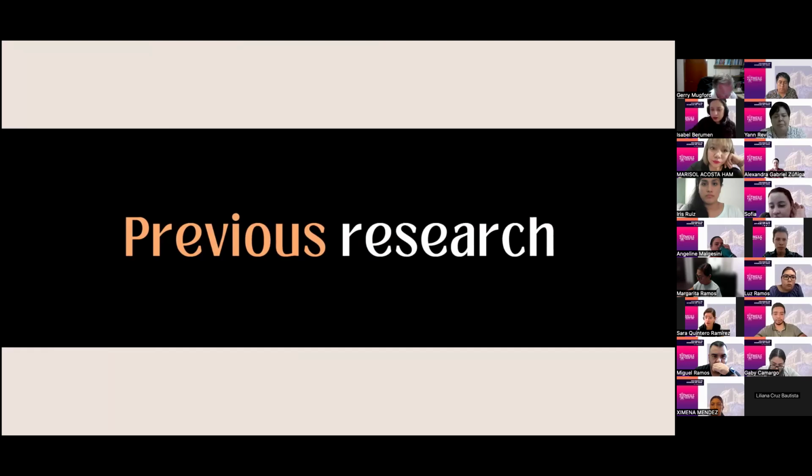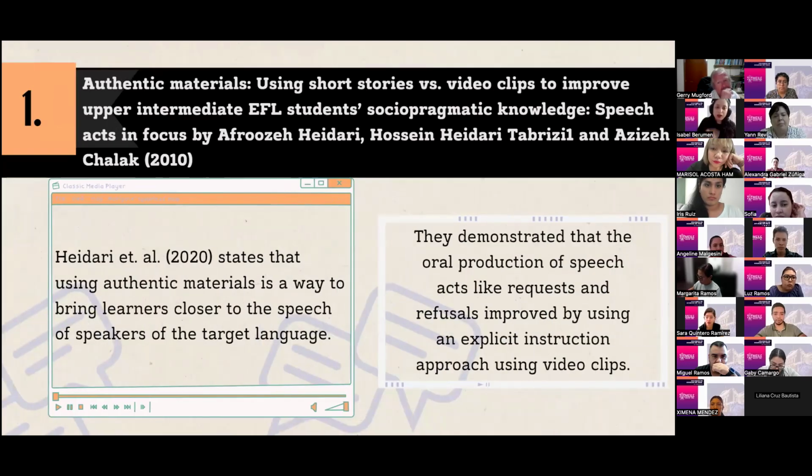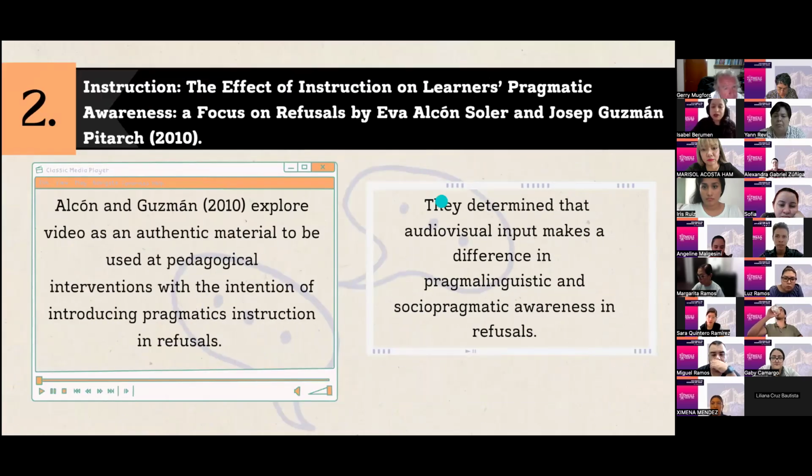Talking about previous research, I found, for example, the first one, which deals with authentic materials, using short stories versus video clips to improve upper intermediate EFL students' sociopragmatic knowledge. In this study, Heydari and colleagues state that using audiovisual materials is a way to bring learners closer to the speech of speakers of the target language. And they demonstrated that oral production of requests and refusals improved by using this video, but also by providing explicit instruction.